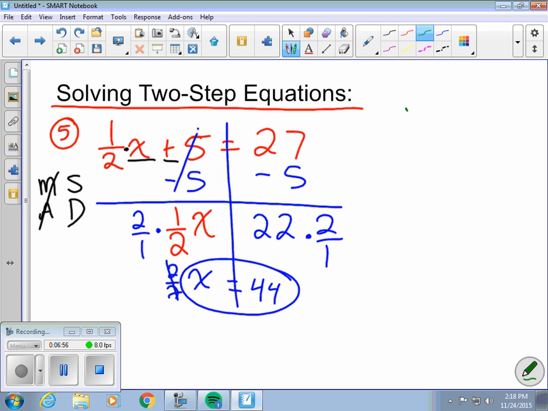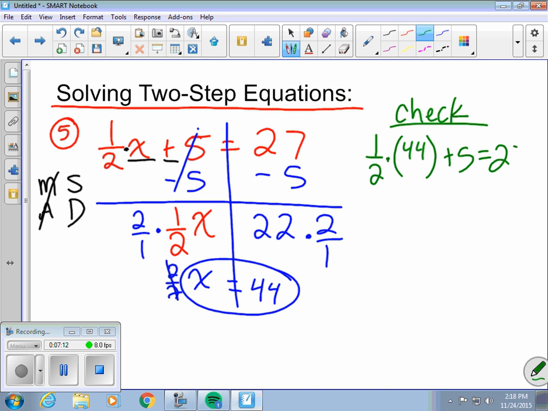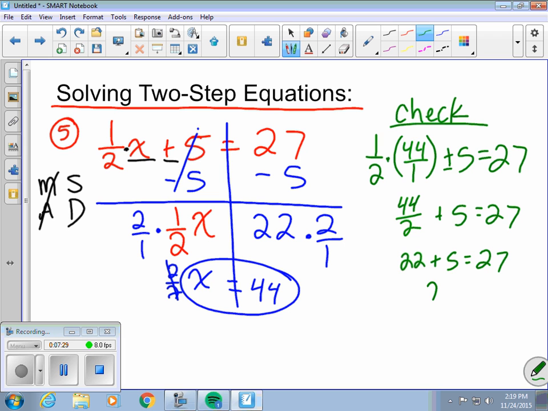It is the expectation that you check your work. If you check it and you get a different answer on both sides, that tells you what you got for your answer is wrong. So 1/2 times x was 44, plus 5 should equal 27. That gives me 44 over 2 plus 5 equals 27. Notice I'm following the order of operations now. I'm multiplying, then I'm going to add. This gives me 22 plus 5, and that makes 27, which is equal to 27. I know that my answer of 44 is correct.